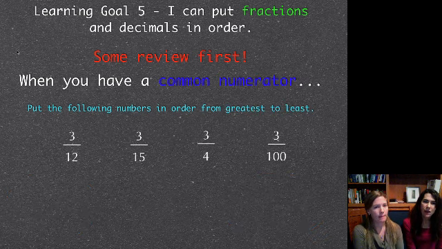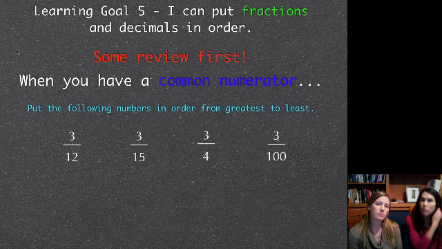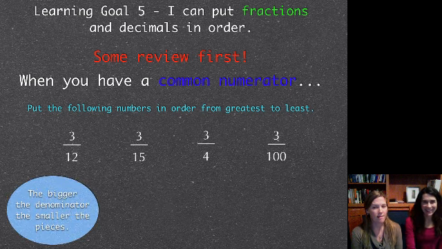All right, so now we're going to think about, okay, well, what if we have some different fractions with a common numerator? We're going to do the same thing. Now, be careful, though. I'm looking here. It says put the following numbers in order from greatest to least. So we got to think about that as well. Trying to trick you. So the bigger the denominator, that means the smaller the pieces.